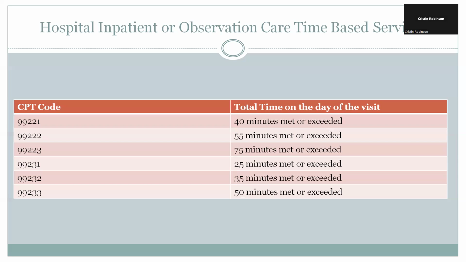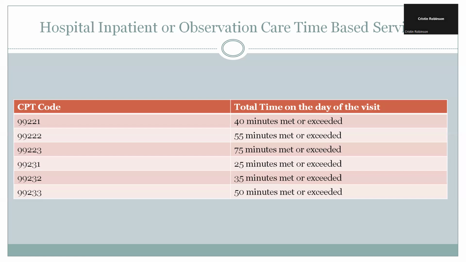So your hospital inpatient or observation care services. Remember when they updated the guidelines, they included observation care, and then they removed the observation evaluation and management services that used to be a separate set of codes. Now, as you can see, this is the update I was telling you about, is 99221 through 223. These are your initials. Then you have your 231 through 233, which is your subsequent levels.